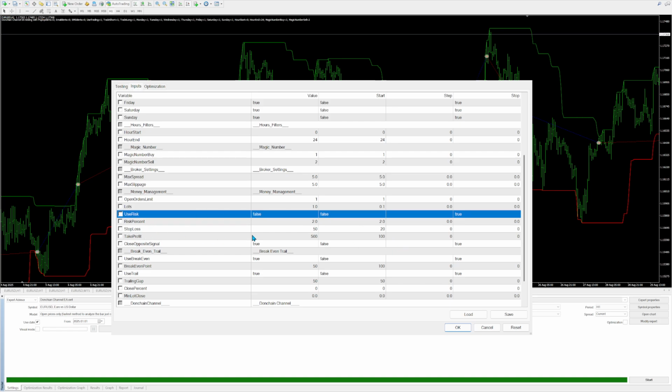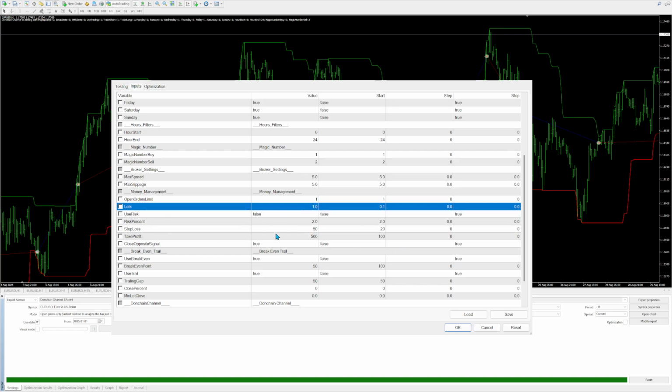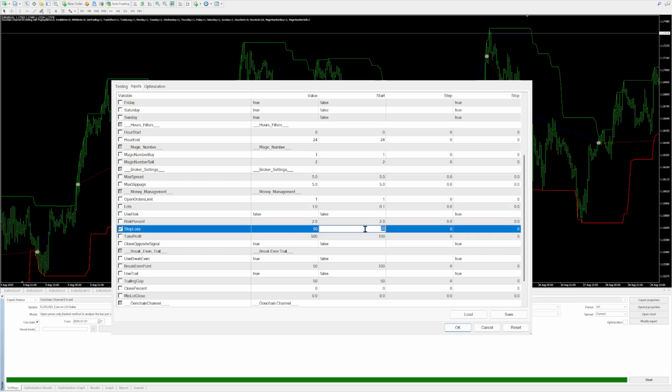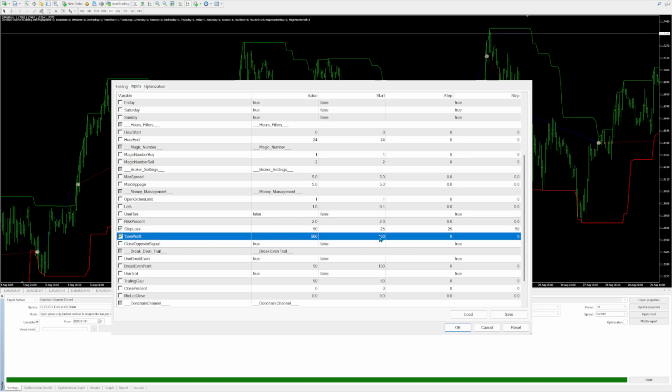So going back to the input settings, so one standard lot, the stop loss will optimize, let's say start at 25 pips, up 25 pips and stop at 50. So this will optimize the stop loss of 25 pips and 50 pips because we've started at 25, gone up to 50 in 25 steps. So take profit. For this one, let's say start at 100, go up at 100 and stop at 300. So this will optimize a take profit of 100 pips, 200 pips, and 300 pips.